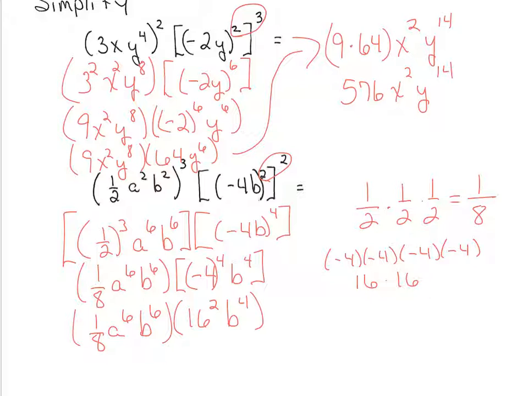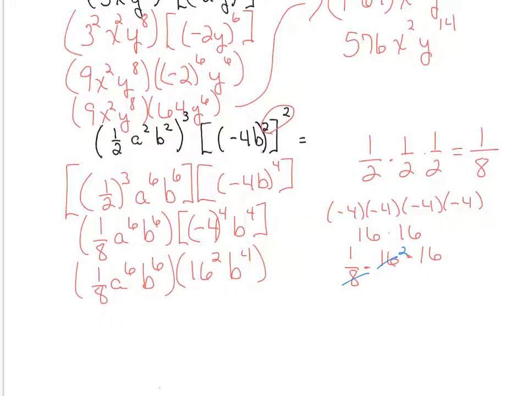Now, if you didn't have a calculator, you could think about your constant terms as 1/8 times 16 times 16. 8 goes into 16 2 times, so we're left with 2 times 16, which is 32. A to the 6th. I don't have an a in the second term, so it's just a to the 6th, b to the 6th plus 4, or b to the 10th. And that's how we can work with these monomial expressions.